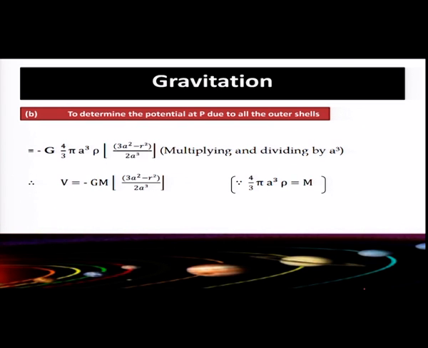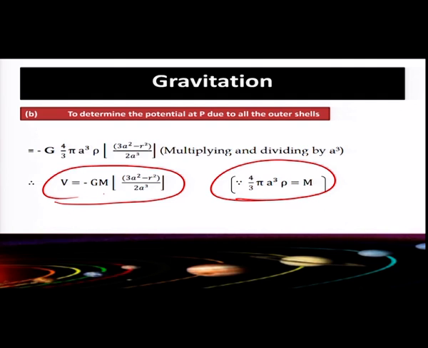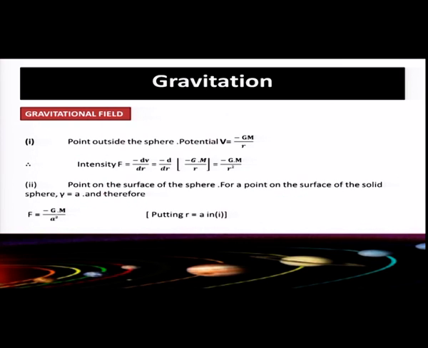And you multiply and divide by a cube and substitute 4 by 3 pi a cube rho is equal to m, and finally you will get V is equal to minus G m into 3 a squared minus r squared by 2 a cube.